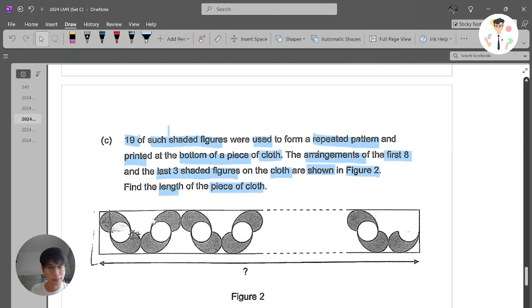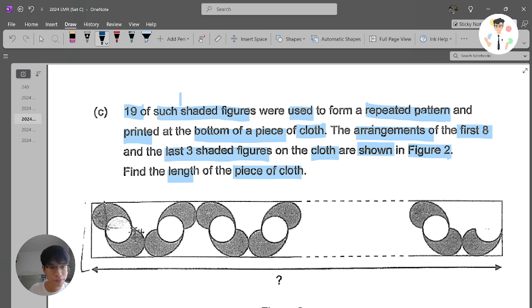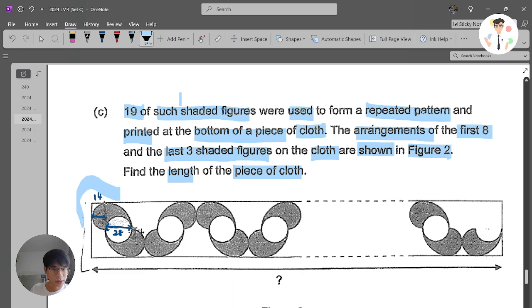Let's try to zoom in a bit. Now, I know that here is 28, and here is 14. And you can see this is actually, let me just highlight a bit. This is actually considered as one shaded part, correct? So you can see this is 1, this is 2, 3, 4, 5, 6, 7, 8. That's why they say there's first 8 here, okay? And the last 3 are 1, 2, 3, as you can see.